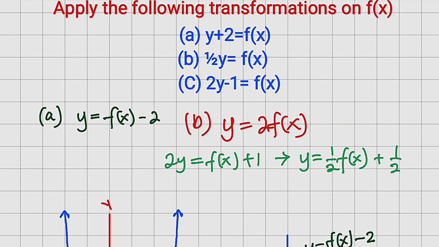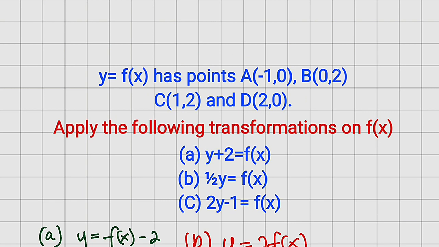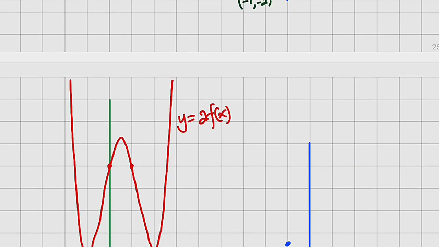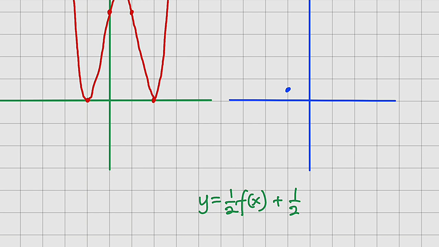Then we move to the second point, which is what? 2. 2 times 1 over 2, or 2 divided by 2, is 1. Then 1 plus 0.5 is 1.5, which is under 0. When x is 0, we locate 1.5. So under 0, this is 1. This is 1.5. We locate a point here.